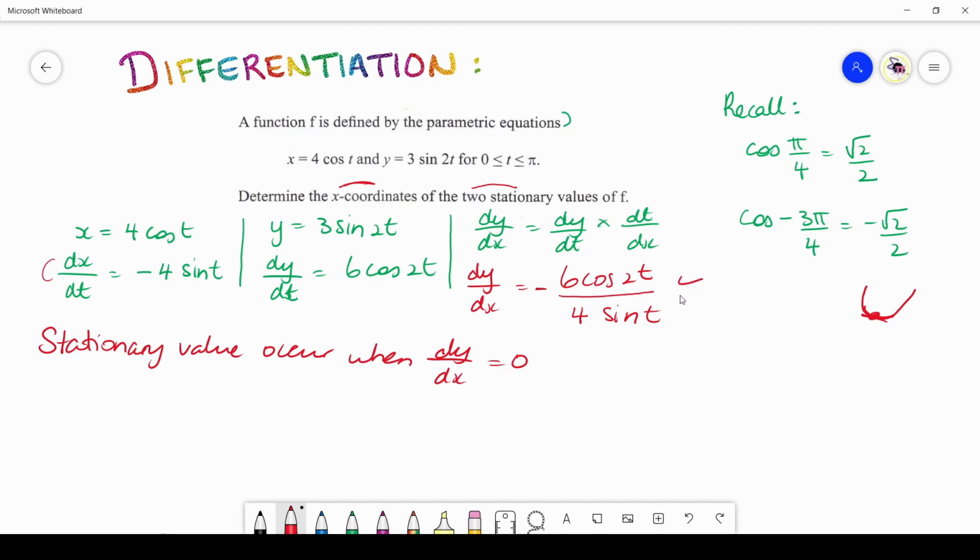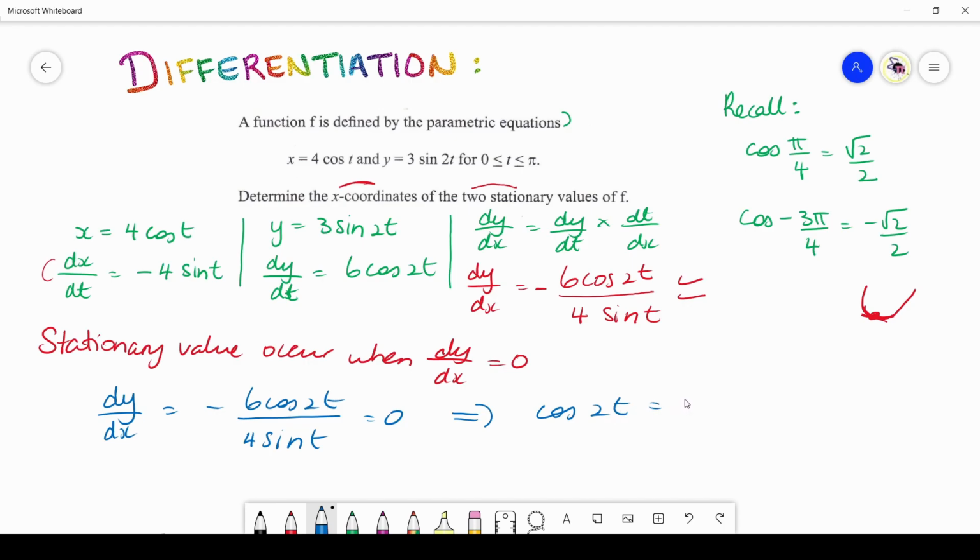So seeing that we just found the value of the gradient, all you need to do is set your gradient equal to 0. So dy dx is equal to negative 6 cos of 2t all over 4 sine of t, being equal to 0. Simple cross multiplication would send that denominator to be equal to 0. You'll just end up getting pretty much that cos of 2t is equal to 0. Because, let me just show you guys, in case you never knew, what I'm doing here is cross multiplying 4. So 4 sine t by 0 gives me 0.